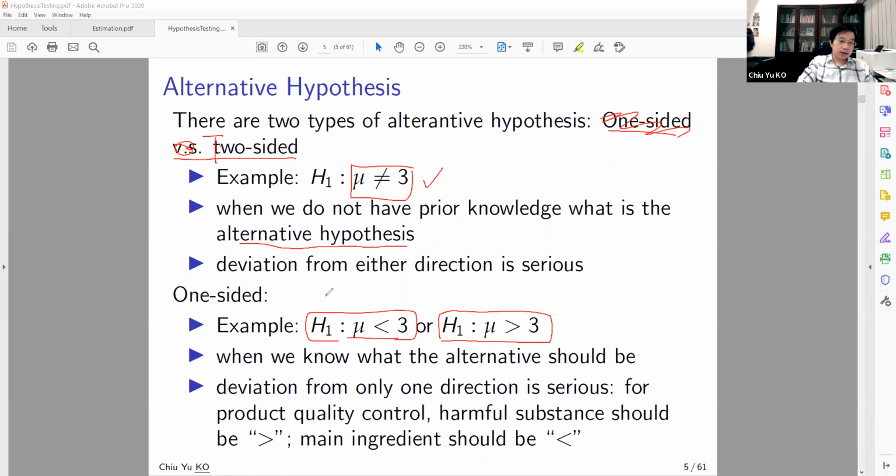Suppose you look at product control. A harmful ingredient more than a certain amount will be an issue. More than that would be problematic. Or if you claim the main ingredient, for medicine, and if the main ingredient is below... not medicine, maybe food. Medicine probably needs to be very accurate.